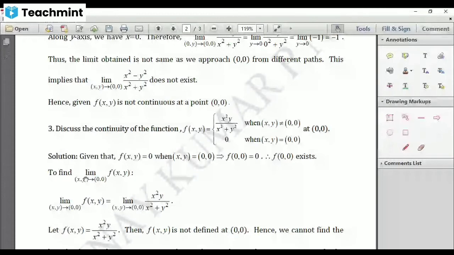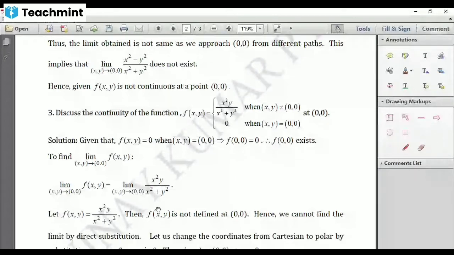Now let us find limit as x comma y tends to 0, 0 of f of xy. But note that here your ordered pair x comma y is not equal to ordered pair 0, 0. When they are not equal, what is your f of xy? It is x square y by x square plus y square. Now use that. See, is it possible to find the limit by direct substitution? If you put x equal to 0 and y equal to 0, you'll get 0 by 0. So it is not defined at 0, 0. Therefore, we cannot find the limit straight by direct substitution.